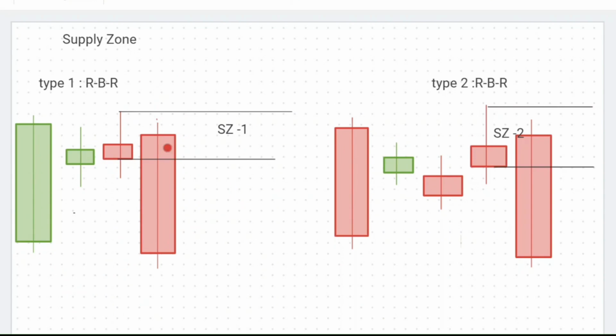I hope you must have understood a little bit about the supply zone and demand zone. Okay? And now if you see my price prediction, then things will become a little more clear to you.